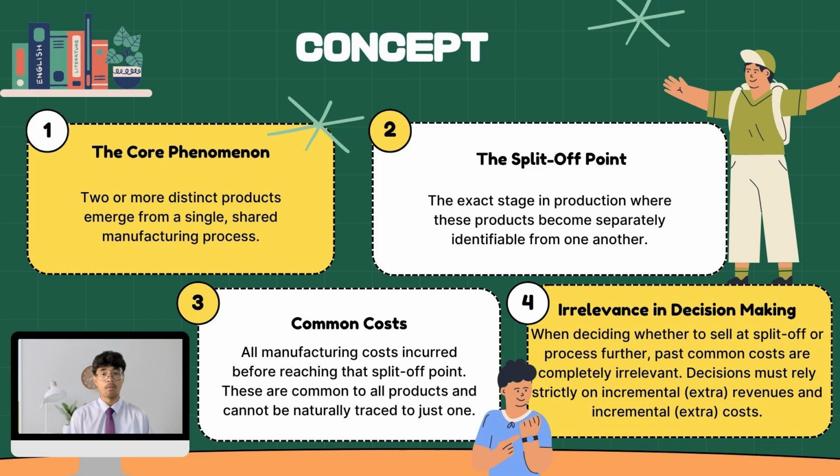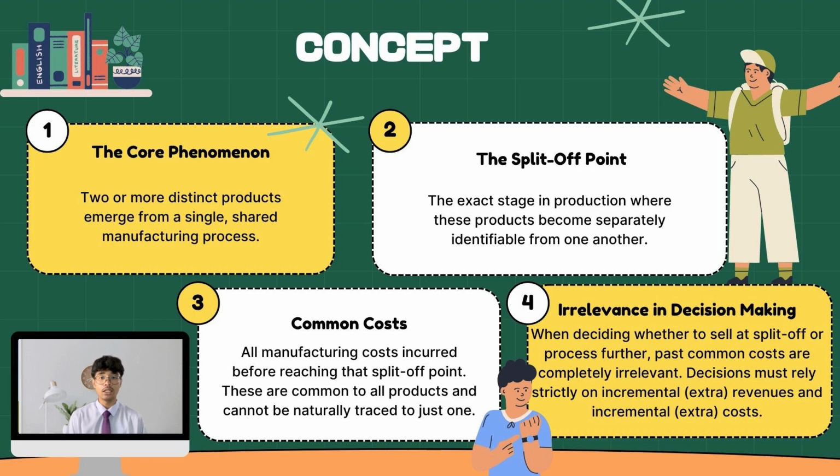Last but not least, irrelevance in decision making. This is a very important managerial accounting point. Common costs are sunk with respect to the sale or process further decision. Once we are at the split-off point, the joint costs have already been incurred. The decision should depend only on incremental revenue versus incremental costs. Let's say if additional processing increases revenue by 100,000 ringgit but costs 70,000 ringgit, the extra profit is 30,000 ringgit. The previously incurred joint costs do not change that comparison and therefore should not drive the decision.